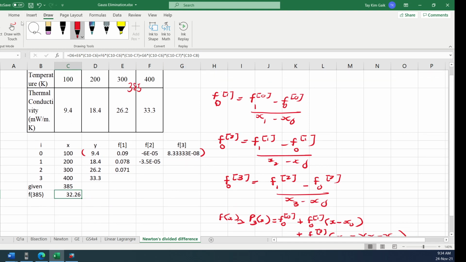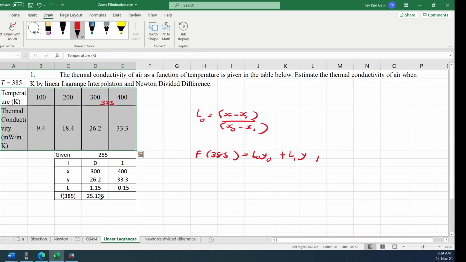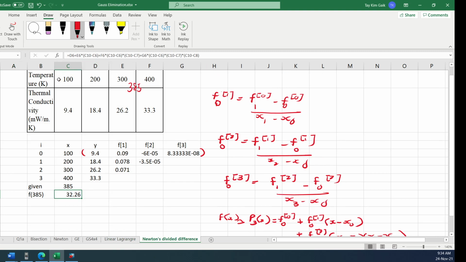The answer 32.26 compared with the linear 25, because linear takes only 2 points, and Newton divided difference here takes up all, meaning it's a cubic approximation. So this is for Lagrange and Newton divided difference.